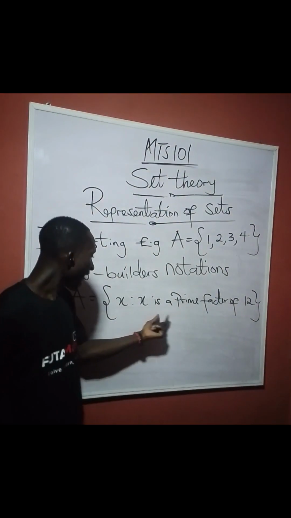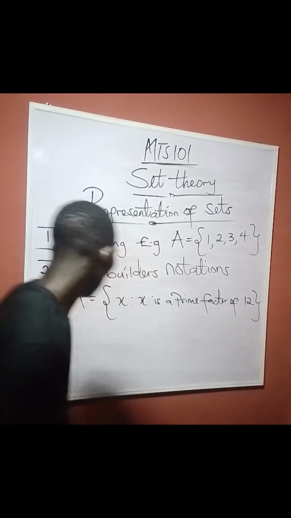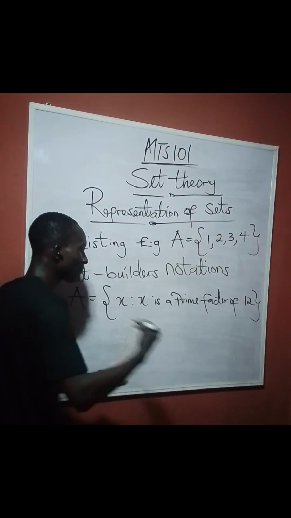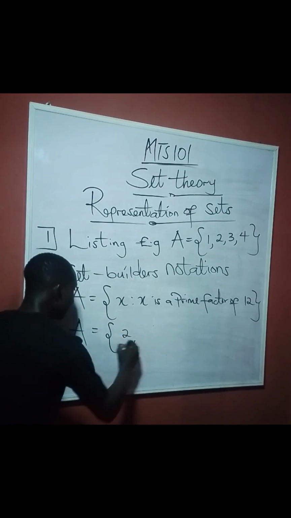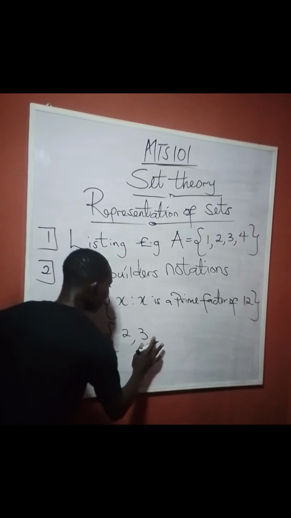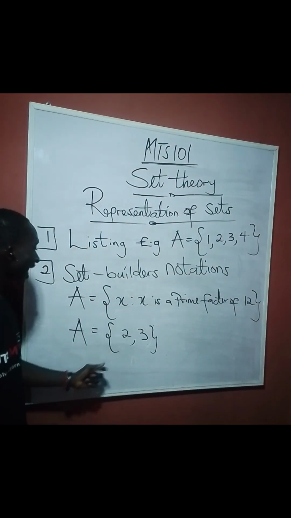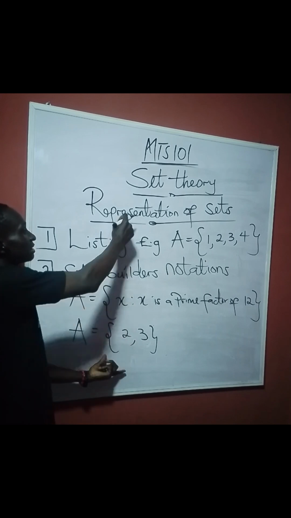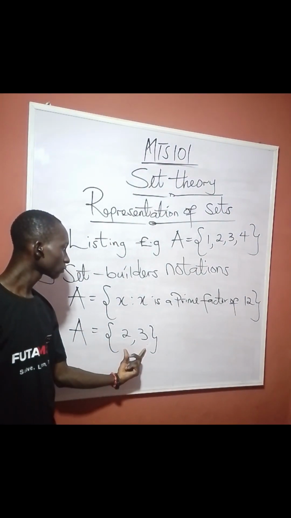x is such that x is what? Prime factors of 12. Now, what are the prime factors of 12? That is 2, and 3. That's all. These are the prime factors of 12. That means that I can easily get the elements of my set by interpreting this statement.